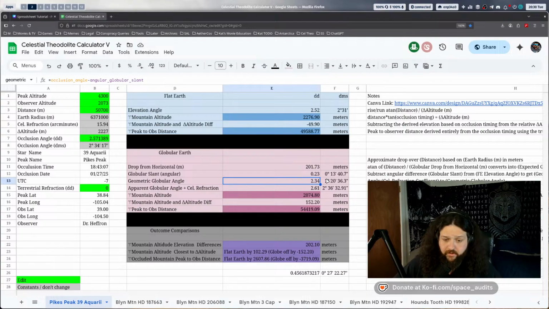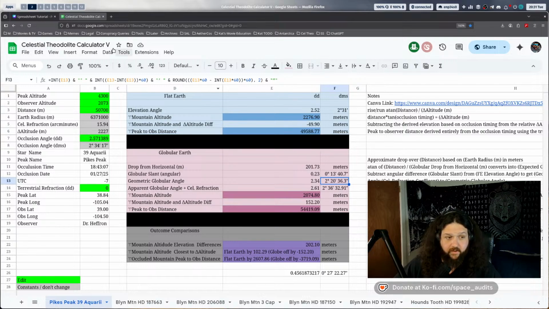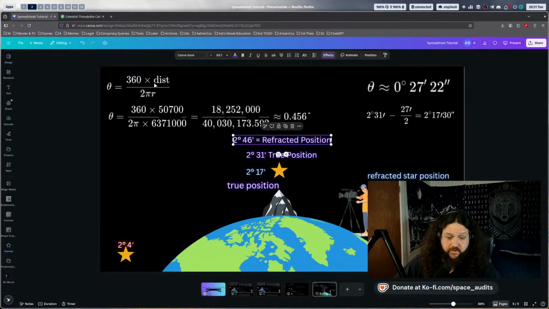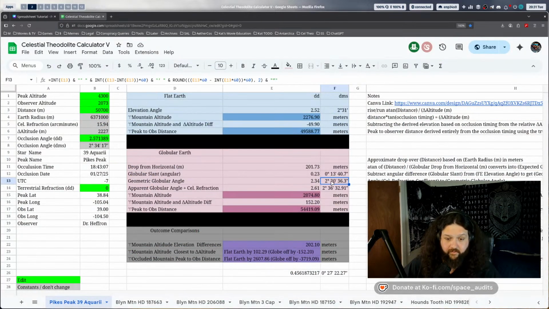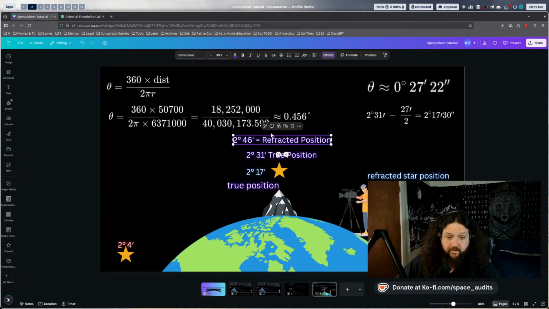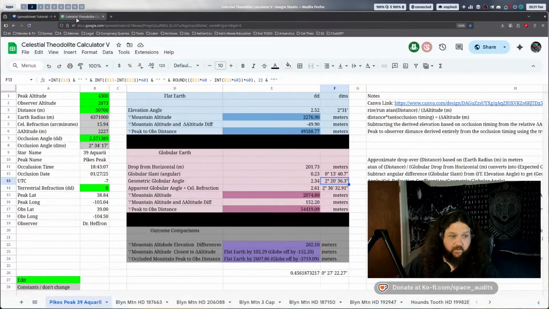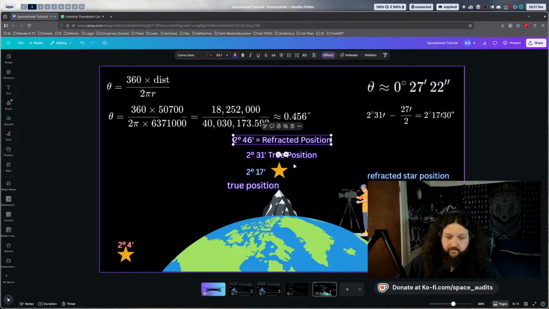So when we subtract these out, for their prediction for globular slant based off of this distance and this angle, the true position of the star actually comes out to be a different value. It's 219, right? But the star wasn't visible when the true position was at, let's see, 234. So it doesn't change anything.